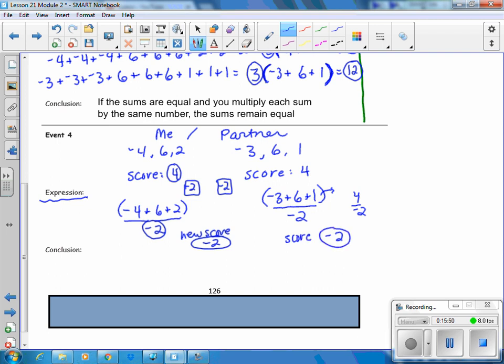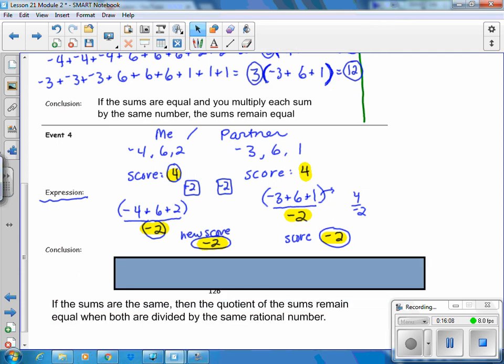So what we notice here is that when we start out with scores that are the same, and we divide those by the same number, and it needs to be a non-zero number because you cannot divide by 0, then your scores will remain equal. In conclusion, if the sums are the same, then the quotient of the sums remain equal when both are divided by the same rational number.